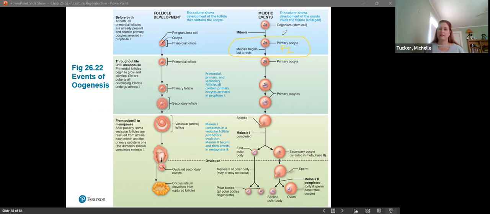In the female reproductive system, the fetal oogonium, that germ cell line, is going to undergo mitosis, and then it will produce a primary oocyte and a stem cell as well. But there's no more production of those primary oocytes after birth. So this is the starting maximum for the life of the female reproductive system.